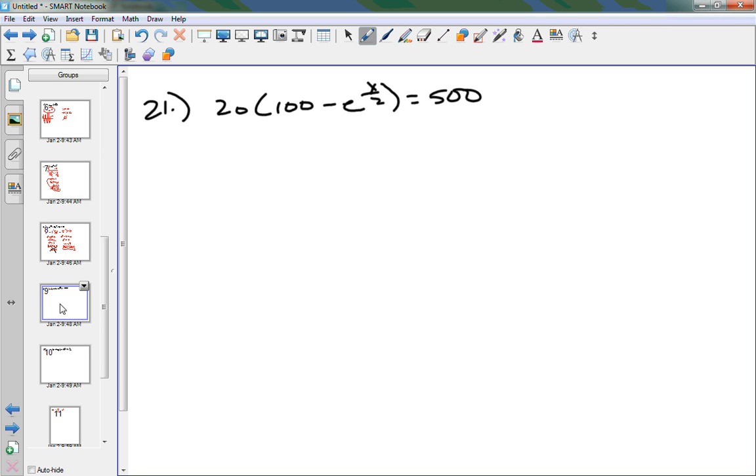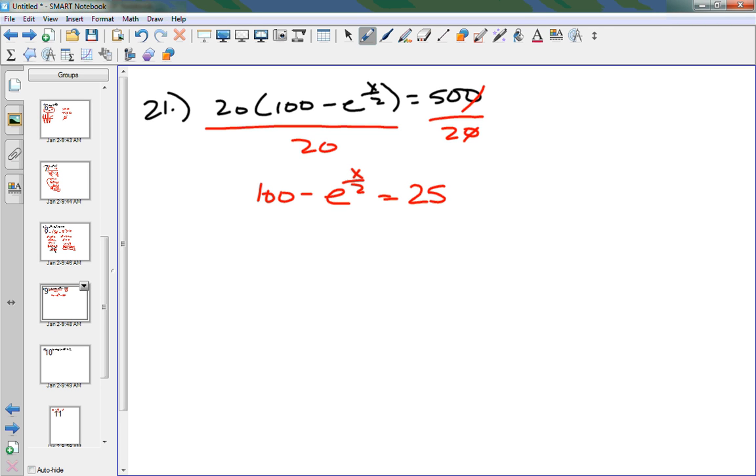If you're left with x over 2 is equal to ln of something, how do I get rid of that 2? Multiply both sides by 2. Whoa. Hold on, so wait, get rid of the 2 first? Guys, this is ridiculous. You all need to be paying attention a little bit and think about this.